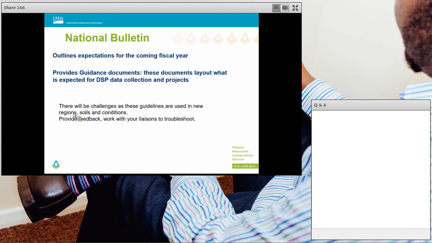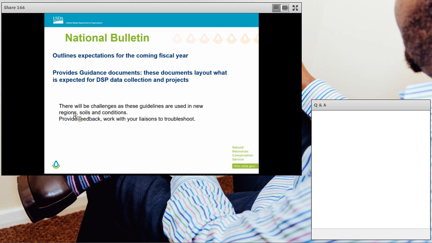So the National Bulletin basically outlines how to use the National Instruction. So those data tiers in the National Instruction, the National Bulletin basically says, we want everybody who isn't doing an initial soil survey to do one DSP project a year. It provides all the guidance documents, and it lays out what we're expecting.